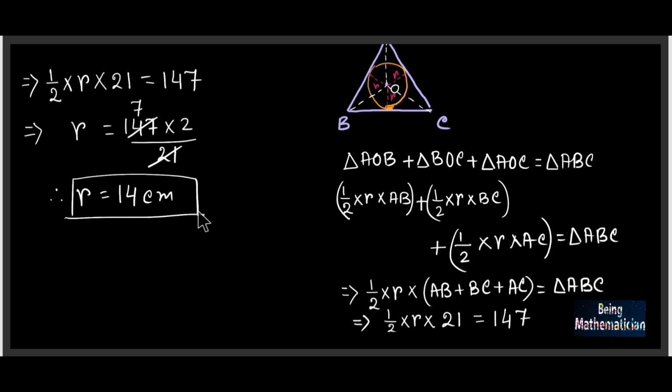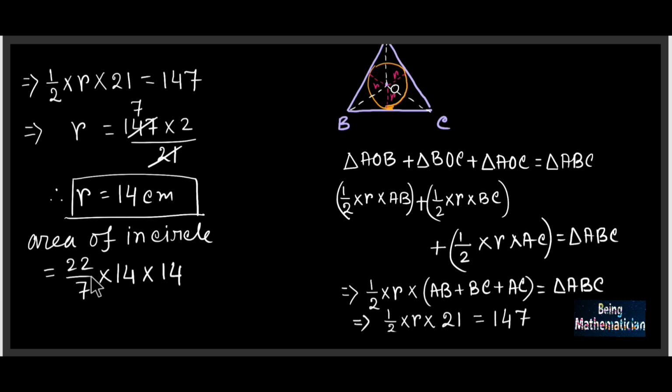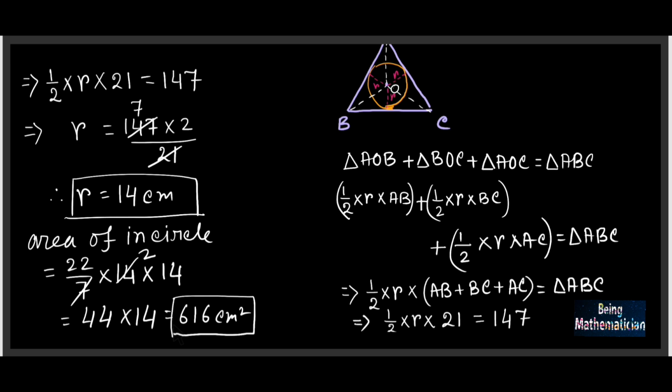So the inradius is 14 centimeter. Now the area of the incircle is very easily determined, that is 22 by 7 into R square. So 7 twos are 14. So 44 into 14. And 44 into 14 is 616 centimeter square. So the area of the incircle of the triangle is 616 centimeter square.